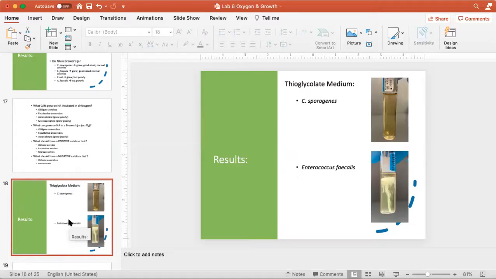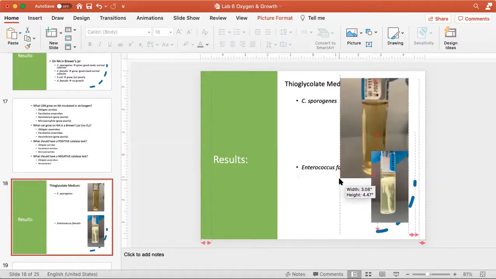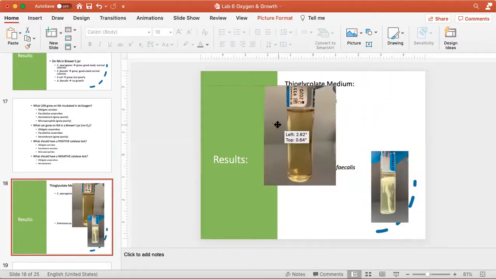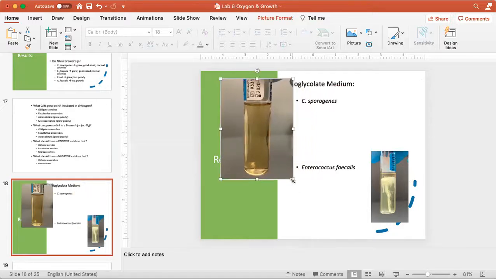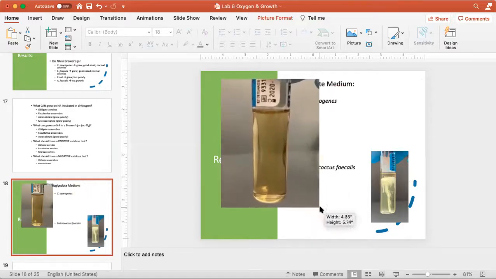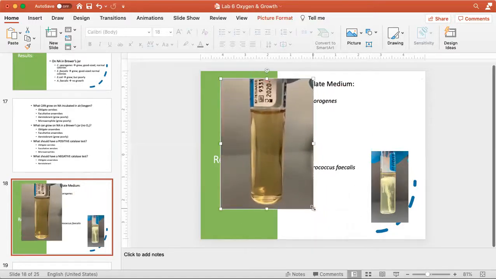Here are our thioglycolate tubes. Here is the Clostridium tube. Now, this is a great example of how sometimes in the laboratory, things don't go the way you would expect them to in the textbook. Do you see this little white clump right there? That's our organism. That little clump down at the bottom of the tube. That's all we got after 24 hours.